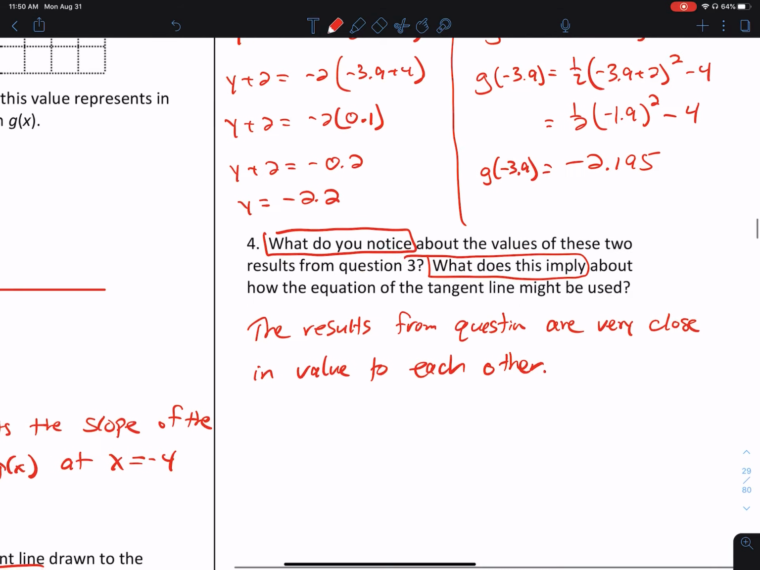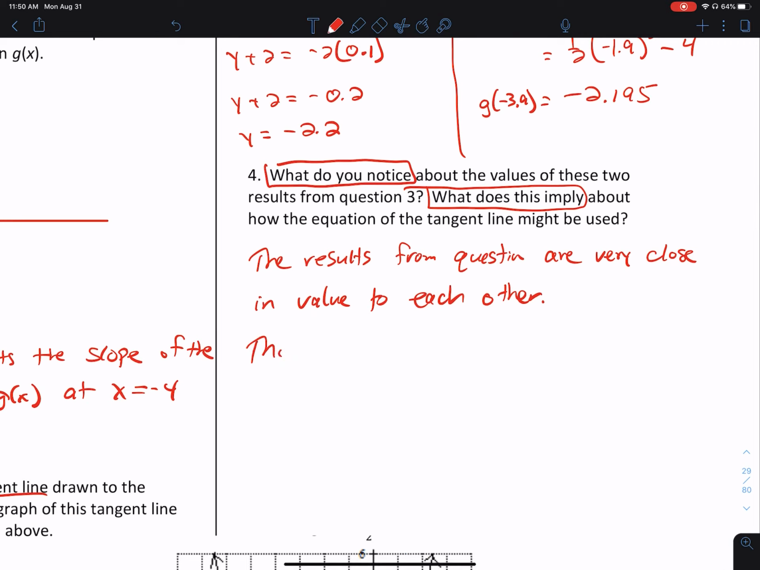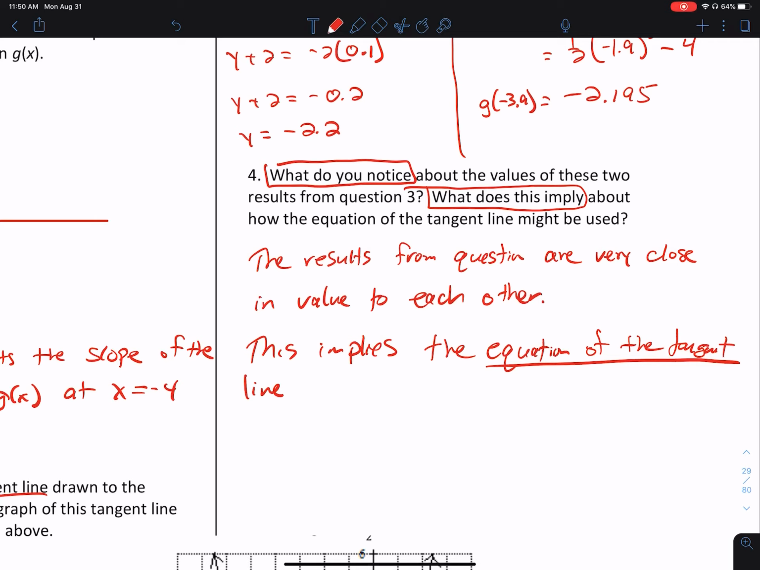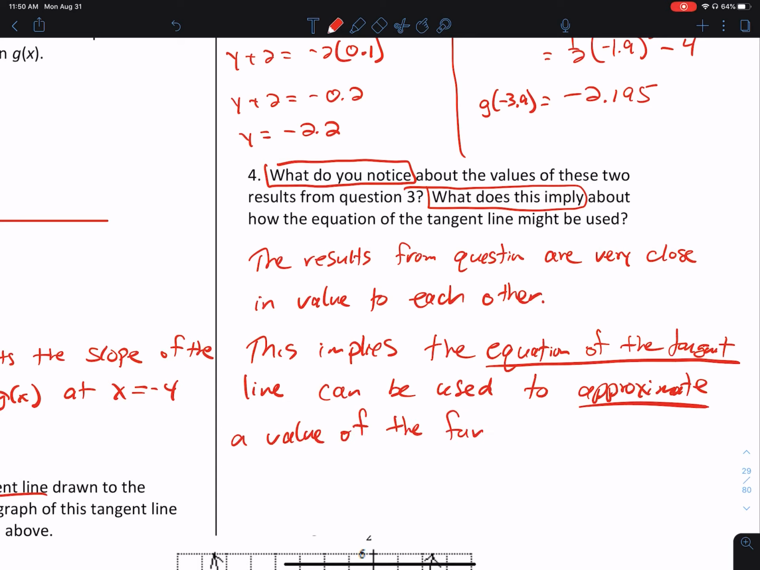What does that imply? Well, here's what it implies. This implies, and this is the reason that we even did problem number 3, the equation of the tangent line can be used to approximate a value of the function close to the point of tangency.